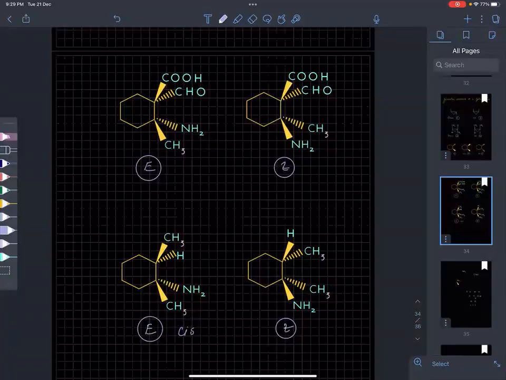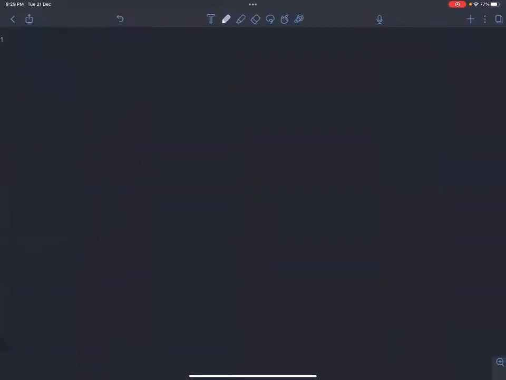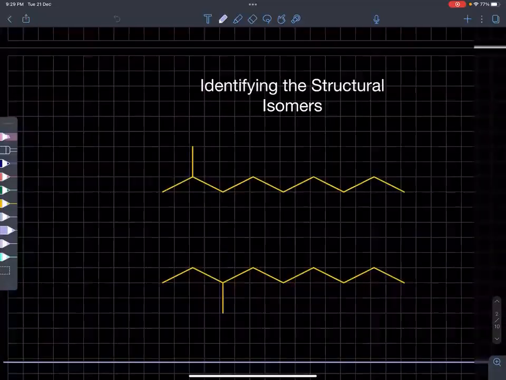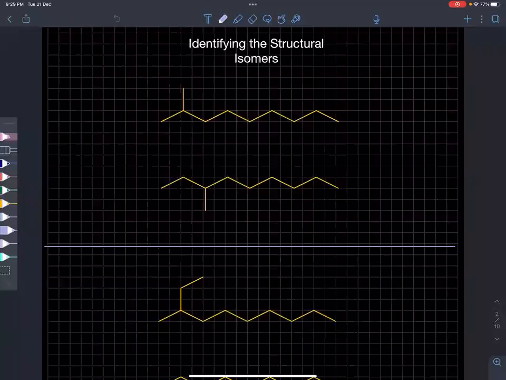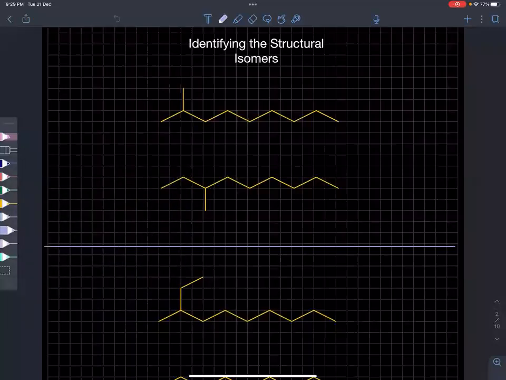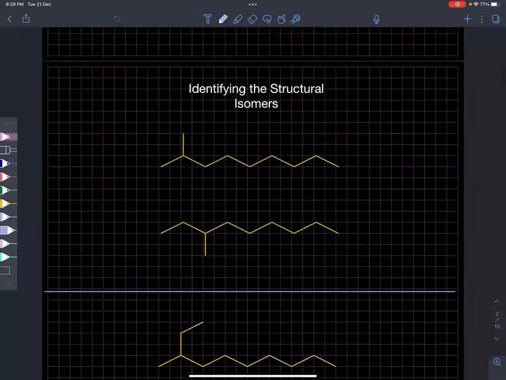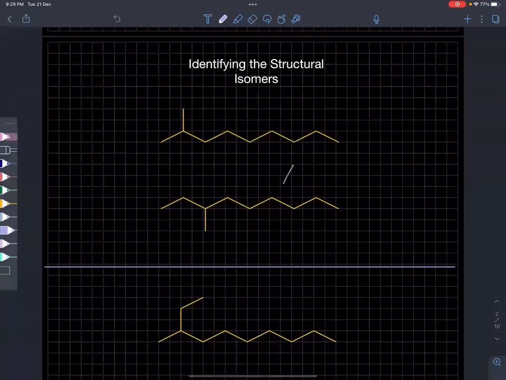So in the last lecture, we have seen what structural isomers were, right? So we'll quickly do this and we'll come to stereoisomers. So can you tell me how these two are related to each other? The first question, these two. They are positional isomers of each other, okay?